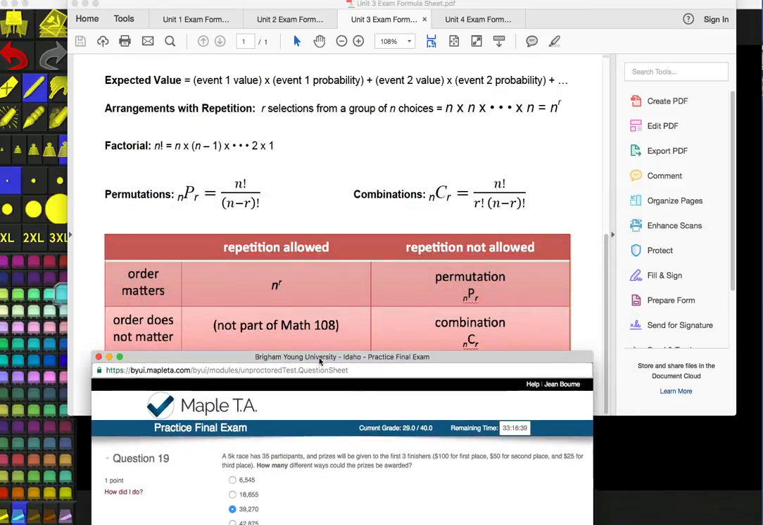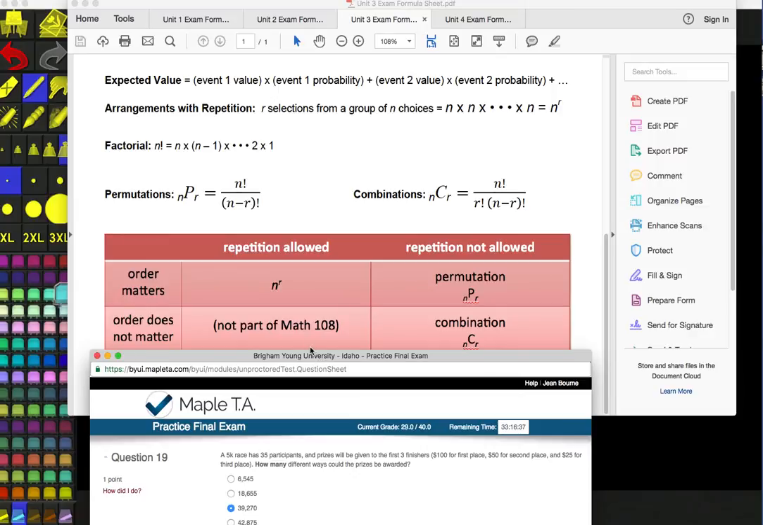I am trying to find the probability based on, excuse me, I need to determine if repetition is allowed, and then also if order matters. In this case, repetition is not allowed. I cannot win first and second place. Only one person can be in each place. So repetition is not allowed, so it's going to be either this formula or this formula.